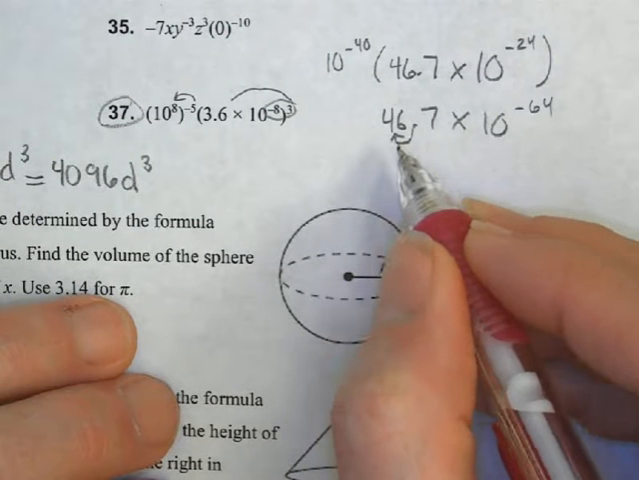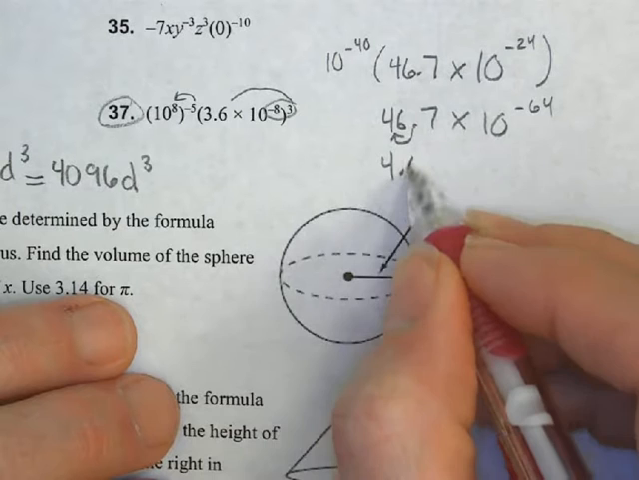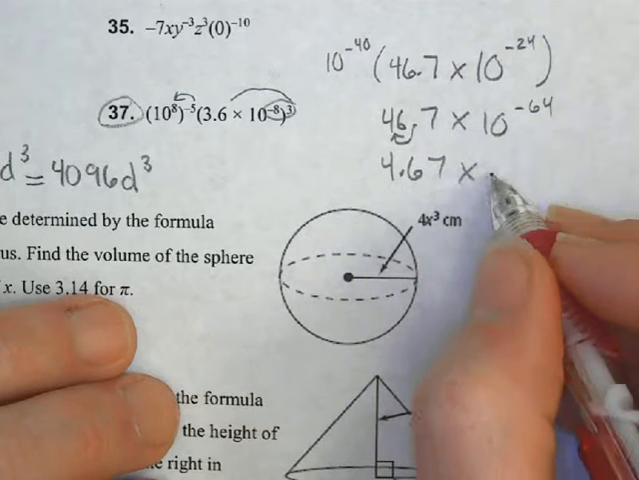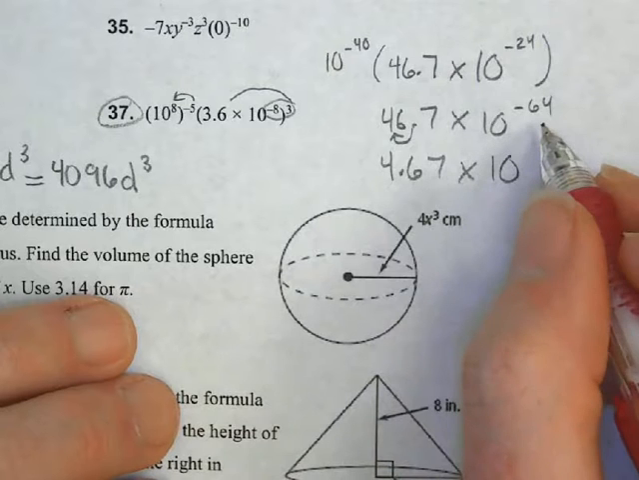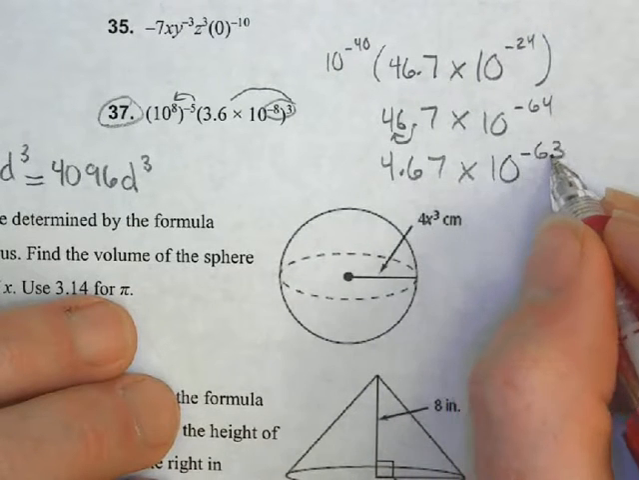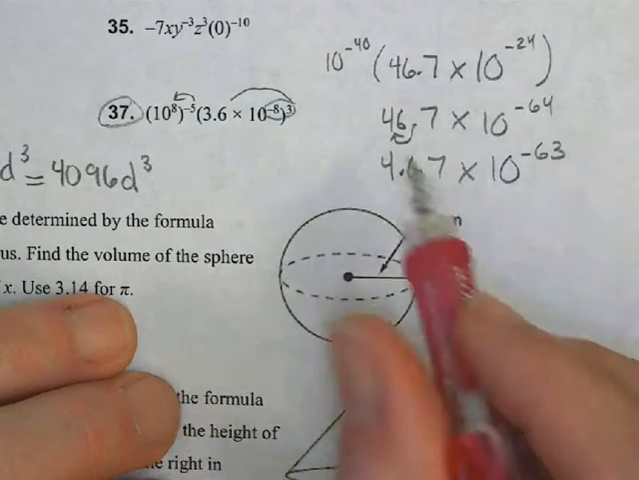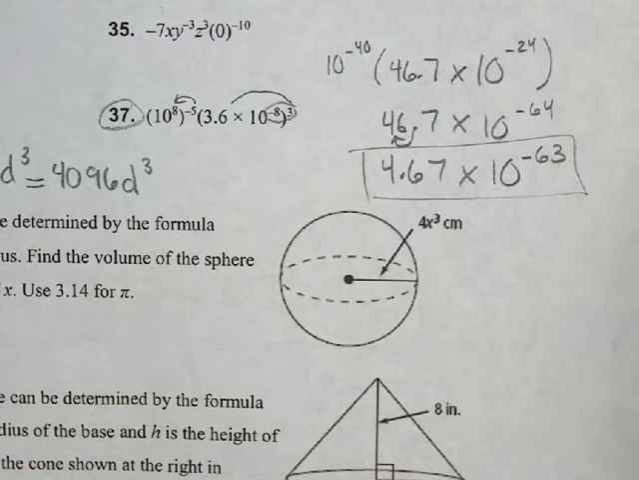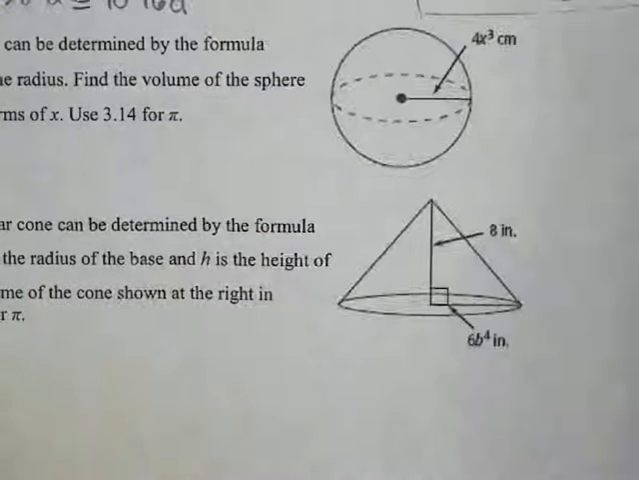But I don't want to leave it with 2 digits here, so I'm going to move that over 1, 4.67, which means I need to increase that. Now be careful, when I increase it, I'm at a negative 64, so the increase would actually be to go to negative 63. So be careful that when you increase that, that's what we do there. Alright, and that's that one.